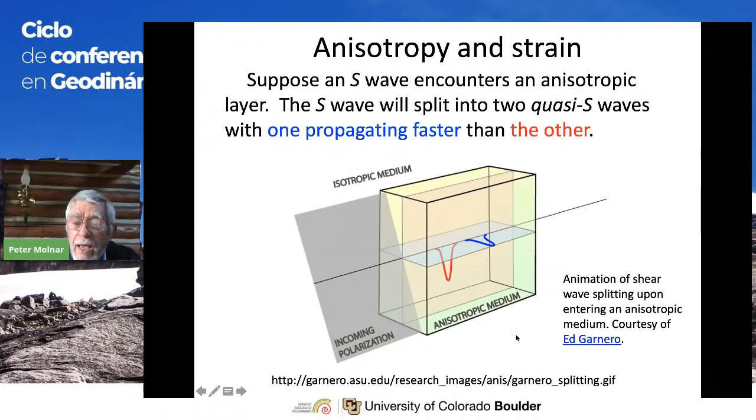And this is a nice animation made by Ed Garnero that I took off the web. Imagine this block is anisotropic. The fast orientation is shown by this flat plane, and the slow orientation is the vertical in here. The S wave comes in oblique, and you see the S wave then speeding up. The quasi S wave that's faster is the blue one, the red one is the slower. And this is what one sees with the seismograms. One sees these S waves split into two quasi S waves that travel with different speeds.